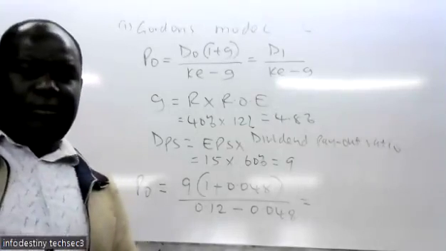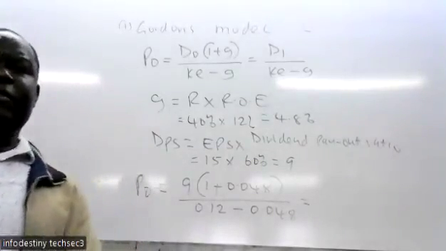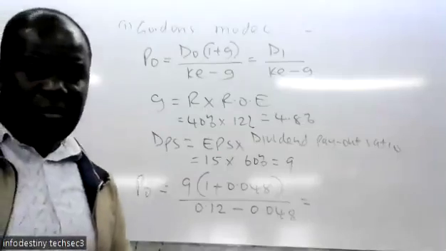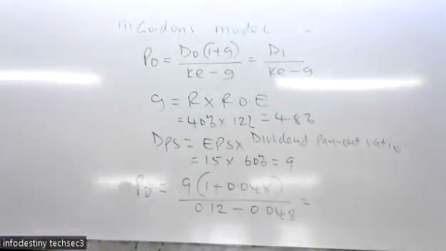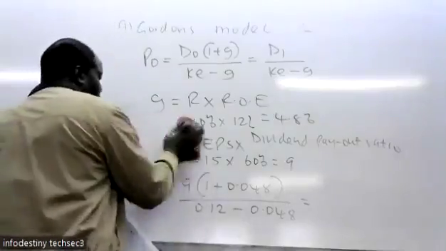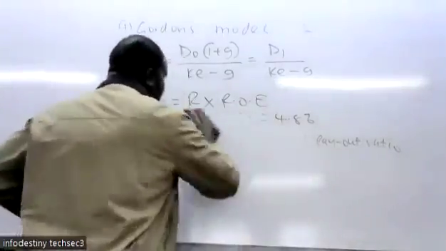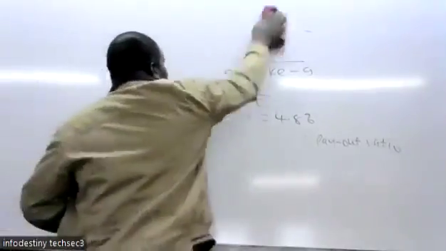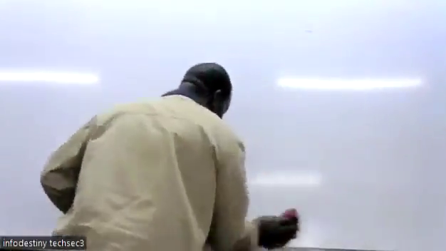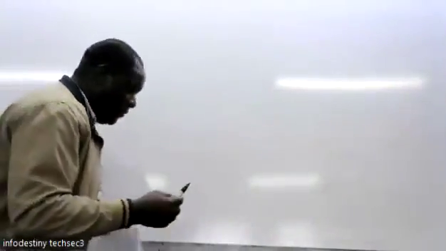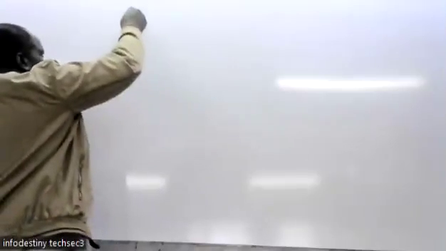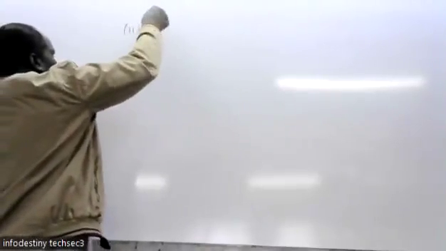So I've seen 131. Yeah, so that is now when we use the Gordon's model. Let us now check Roman letter 2. When we apply the James Walter model, what should be the values?